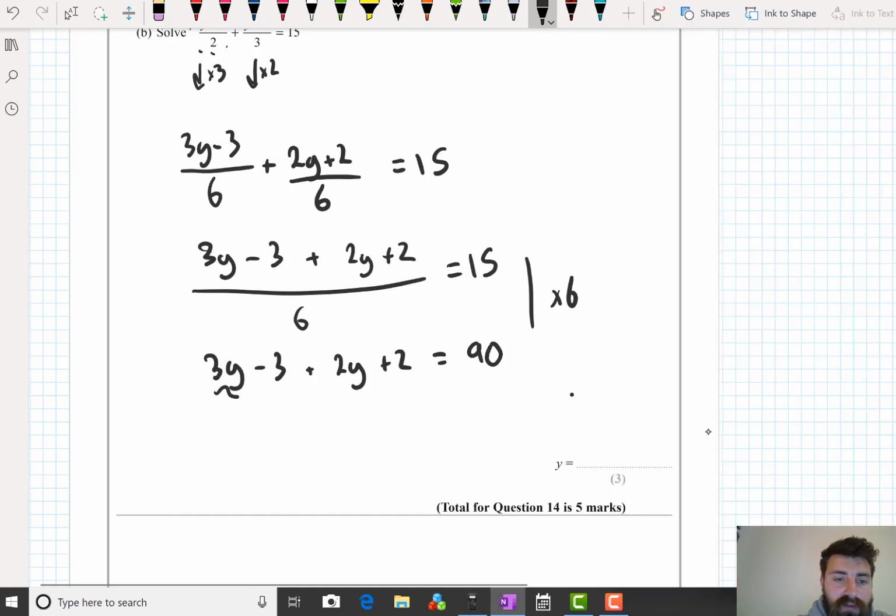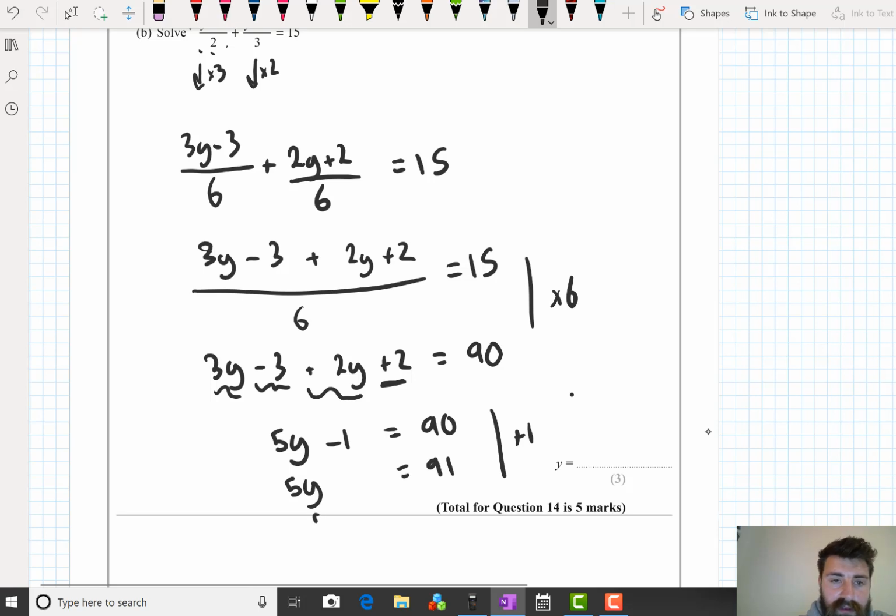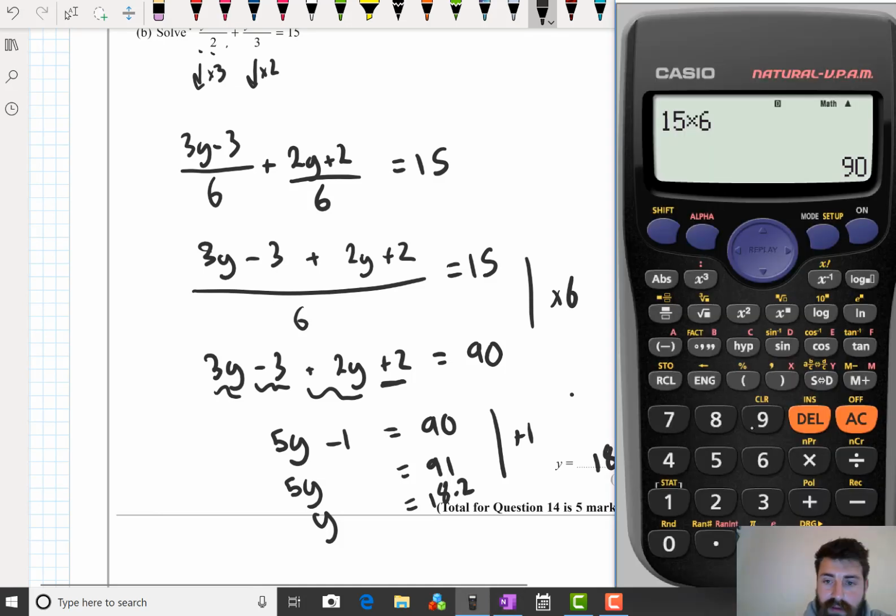So we've got a 3y and a positive 2y, so that makes 5y. We've got a negative 3 and we're adding 2, which is negative 1. Let's add 1 to both sides to get that negative 1 over. 91. And finally we want to divide 91 by 5, which is 18.2. Okay. 91 divided by 5. For those of you who wanted to know how I did that, it's on the other video on my channel.